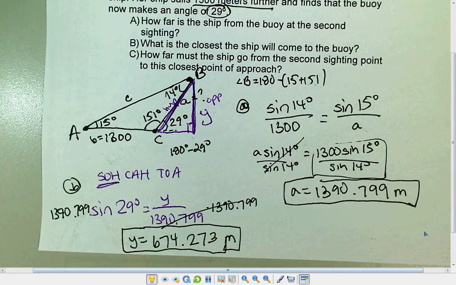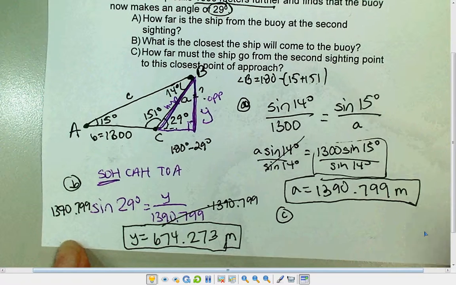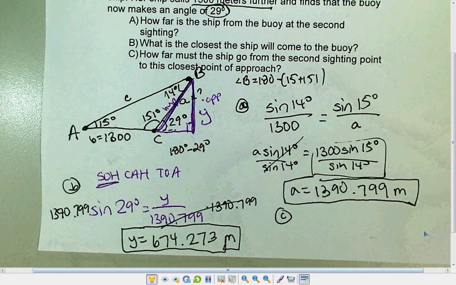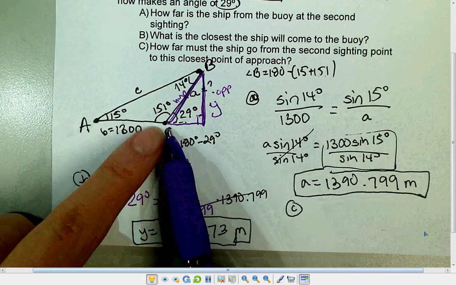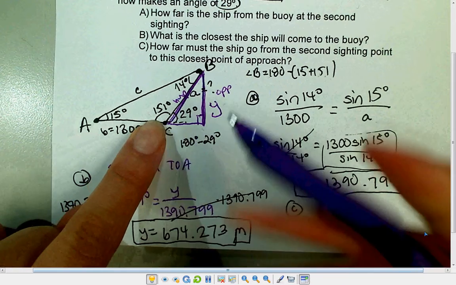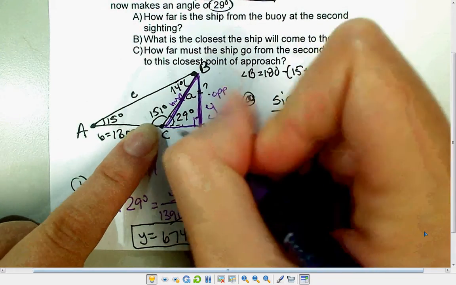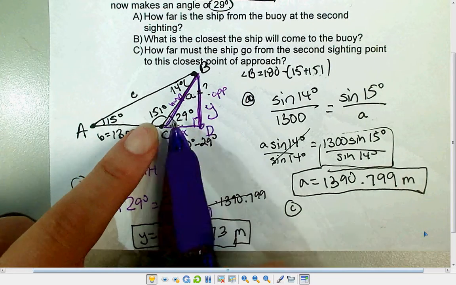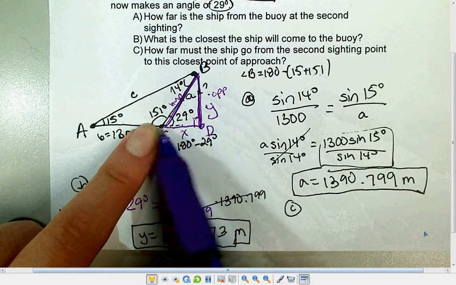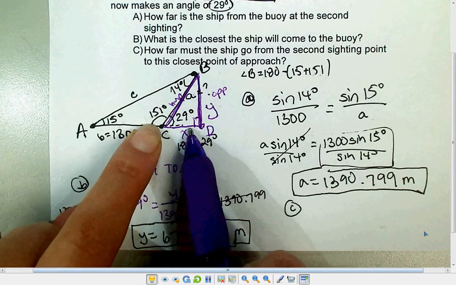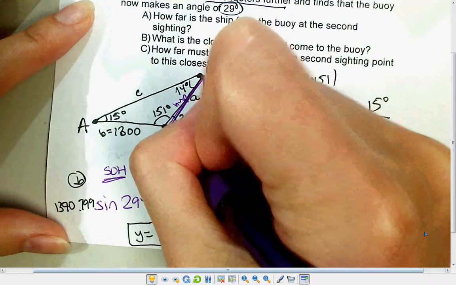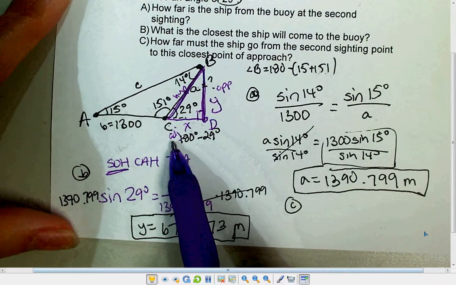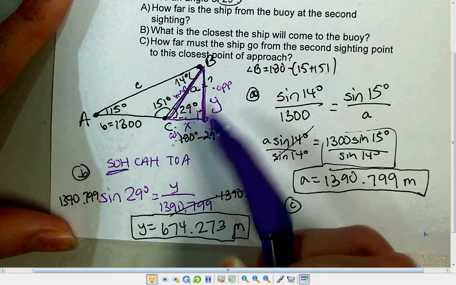Finally, part C is asking us, how far must the ship go from the second sighting point to this closest point of approach? So how far has the ship gone from point C now to, let's call this point D. Point D, so let's call this X. So now we're looking for the bottom part of this triangle, the purple triangle. Again, right triangle, we're going to use SOHCAHTOA, but this time my X value is my adjacent. So now I'm looking for my adjacent instead of my opposite.